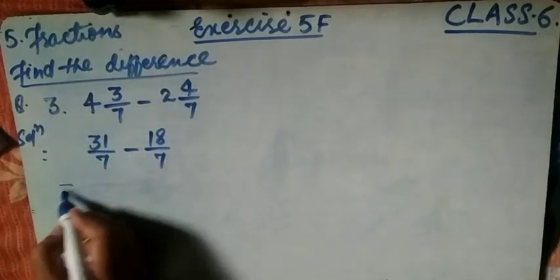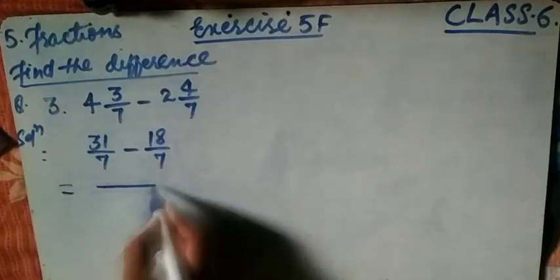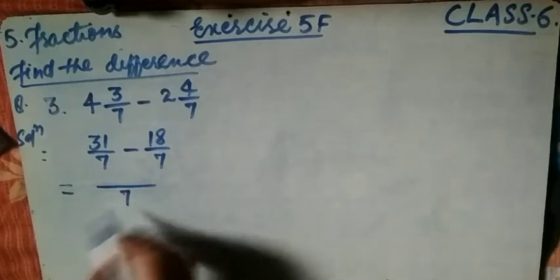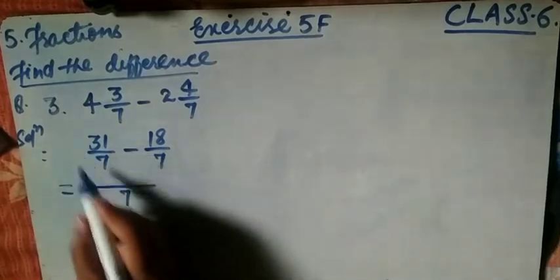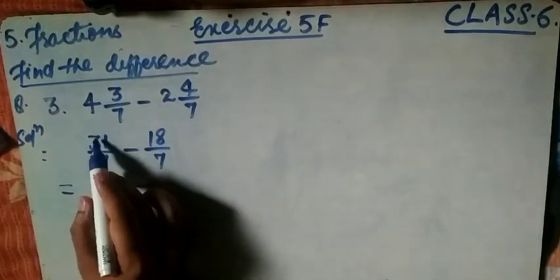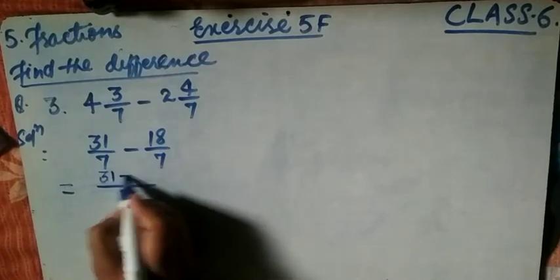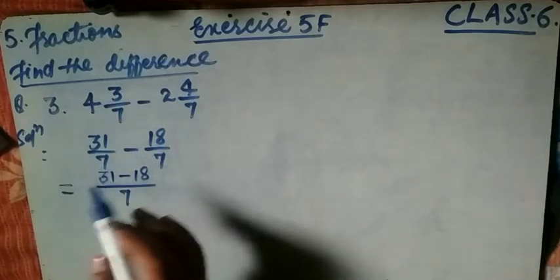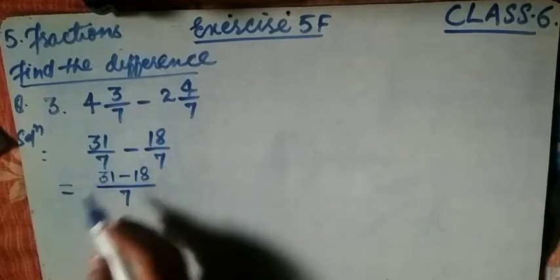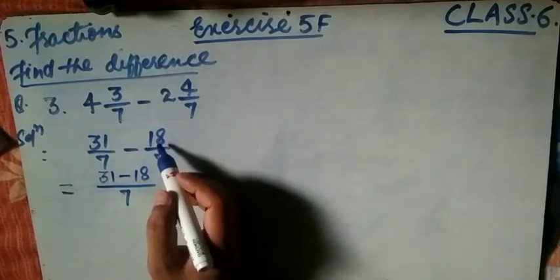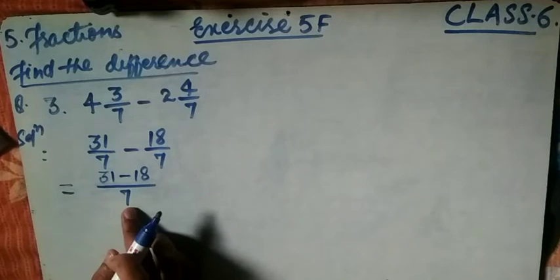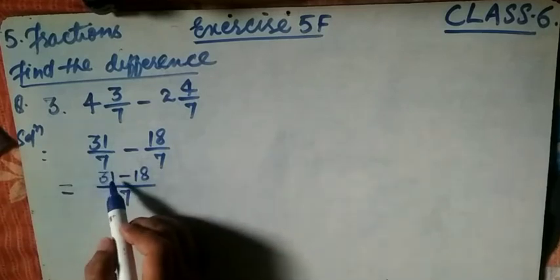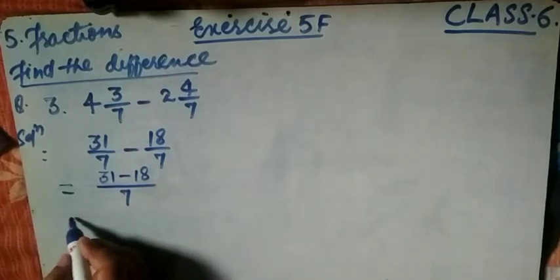Then in order to subtract these two fractions, first draw the line, write the single denominator, and write the numerators as they are, meaning the difference of their numerators. Here is 31, write it as it is, and here is 18, write it as it is. That means while adding or subtracting two or more like fractions, write the single denominator, then write their numerators as they are, then subtract or add.